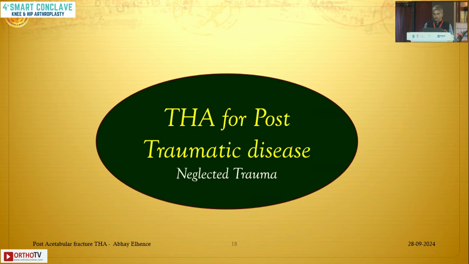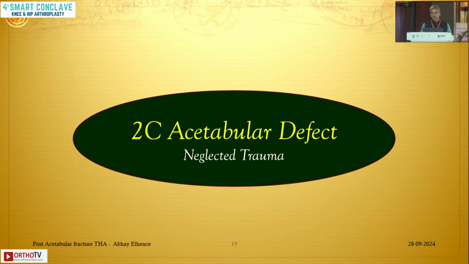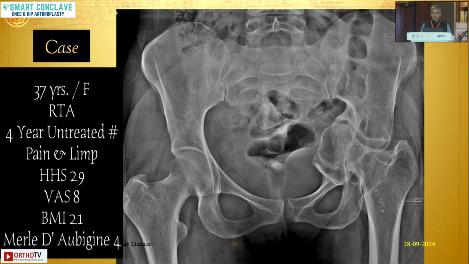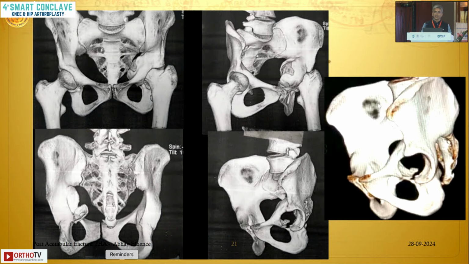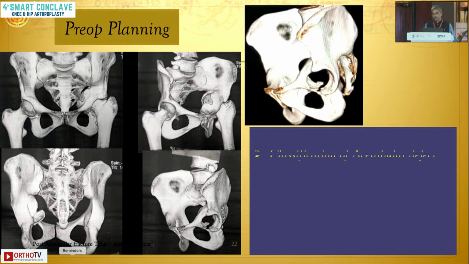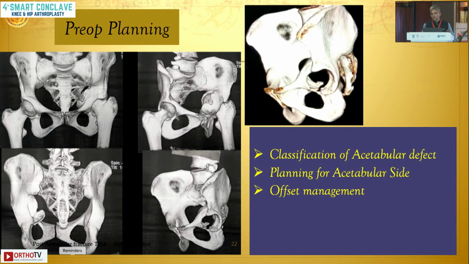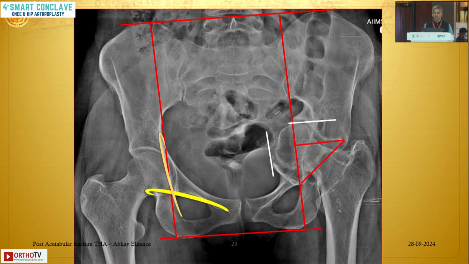So just walking through a few examples. A 2C acetabular defect, a young 37-year-old lady who did not get any treatment for this hip, presented at 4 years post the acetabular injury, and you have nothing on the medial wall, but you have a distorted rim and intact columns. So the essential thing is you classify the acetabular defects, plan on the acetabular side, think about offset management, bearing articulation, and plan for the femur side and the postoperative protocol.